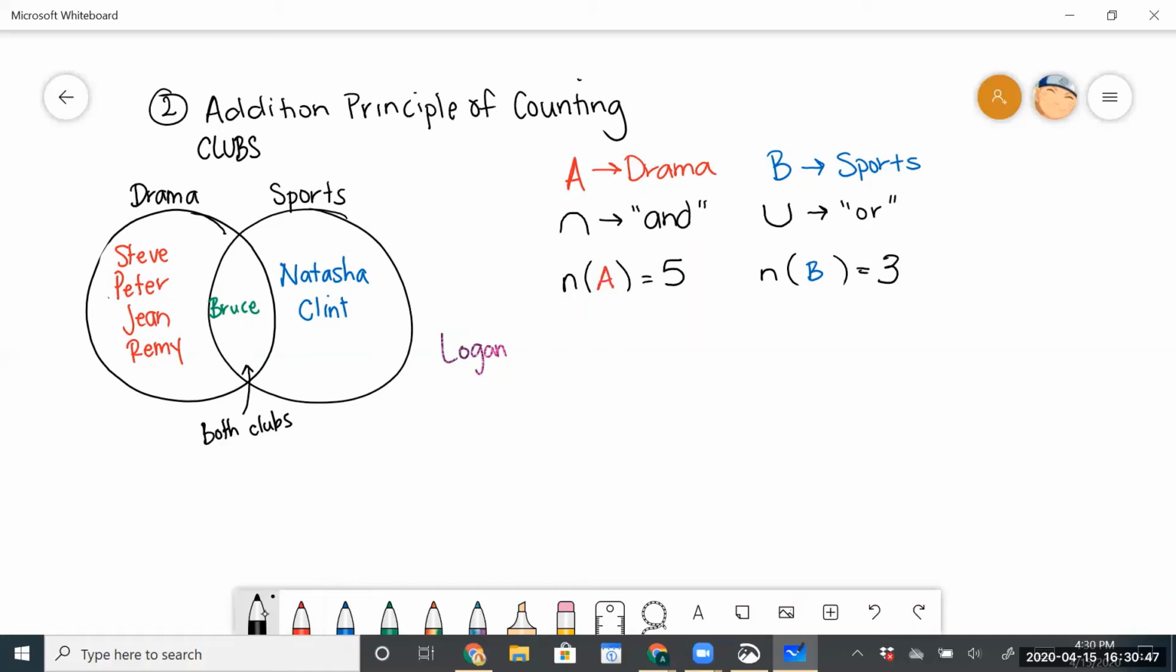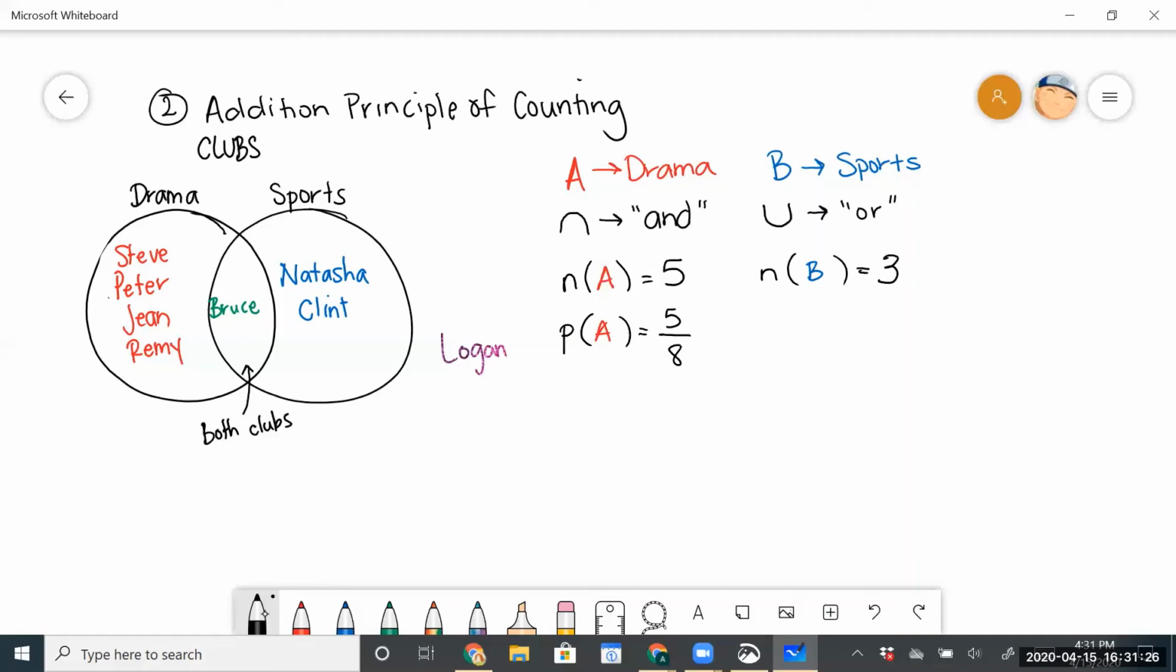Okay, now it's also possible that your book will ask you for a proportion of the group. So they might use the letter P of A and ask of the group how many are in drama club. If I count up all the people, Steve, Peter, Jean, Remy, Bruce, Natasha, Clint, and Logan, out of those 8 people, 5 are in drama club. So be very aware of what they're asking you for.